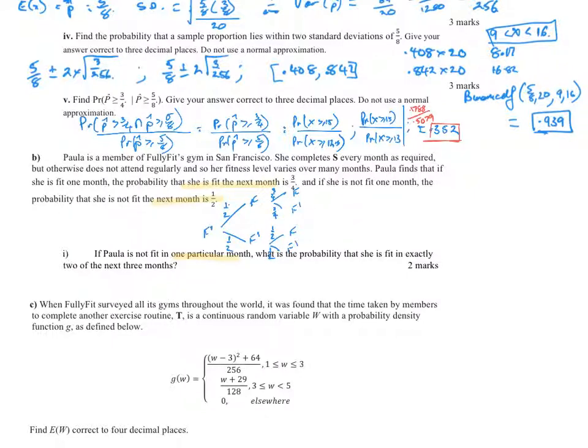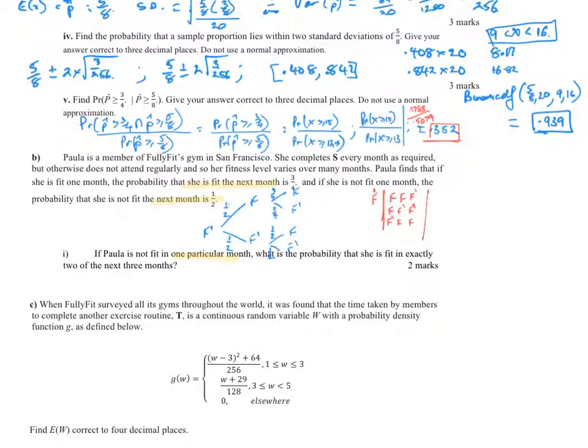So if Paula is not fit in one particular month, let's think about what the options are. She's not fit here. What is the probability that she is fit in exactly 2 of the next 3 months? So we've got 3 more months to work with, haven't we? So it's either fit, fit, not fit, fit, not fit, fit, or not fit, fit, fit. So they're the ways that she can be fit in 2 of the 3 months.